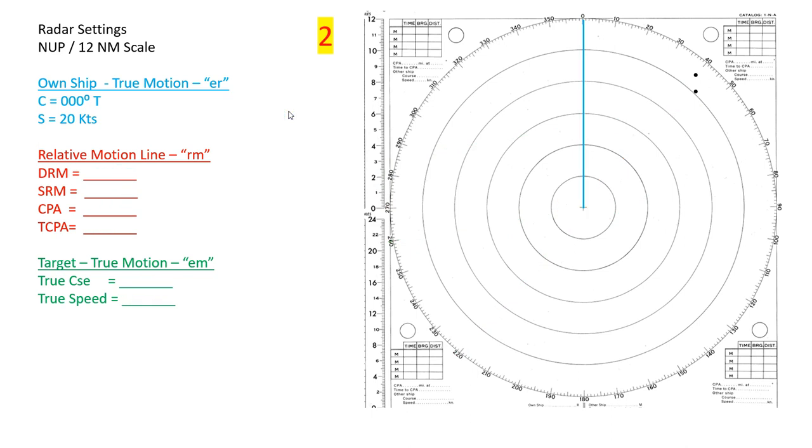Okay, let's do another situation. Now we're getting into what are called the special cases. So in this case, if I had R and then M, that is the relative motion.